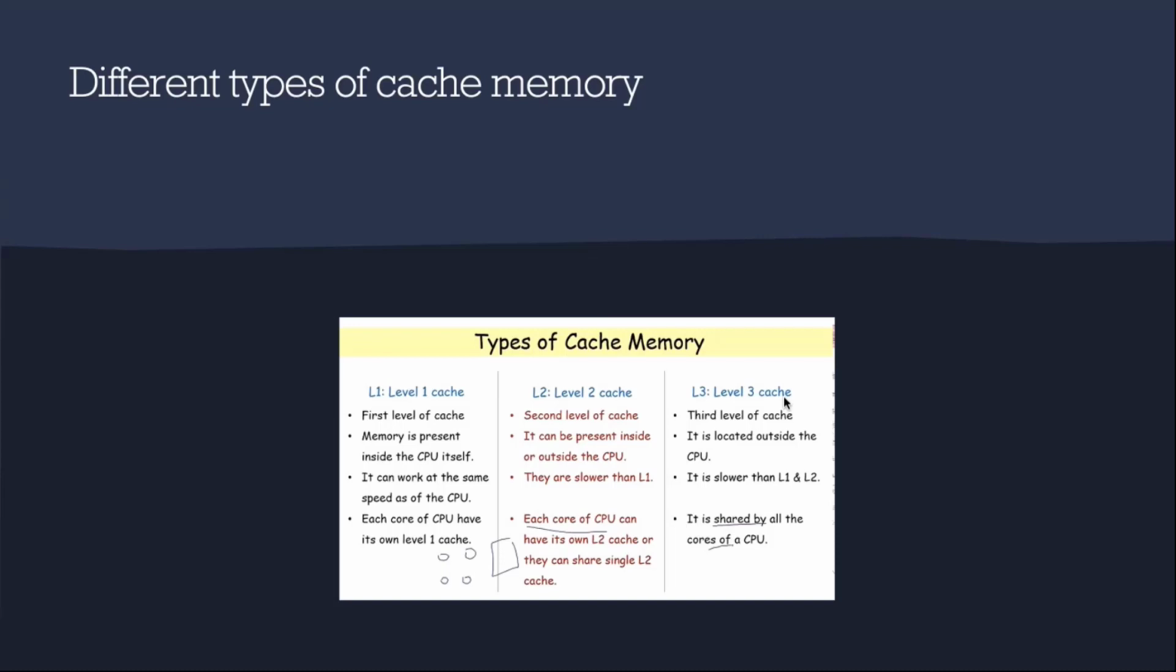There's level 2, inside or outside the CPU, slower than level 1. Each core of the CPU can have its own level 2 cache, or they can share a single level 2 cache. And then level 3 cache is located outside the CPU. It's slower than L1 and L2. It's shared by all the cores of the CPU.